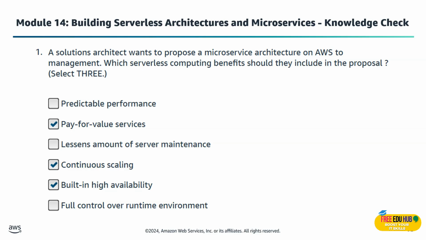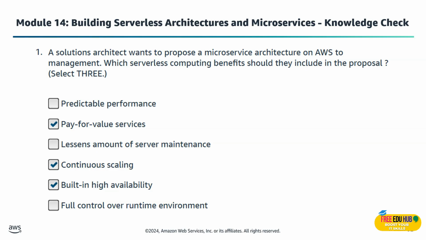for that. So question number 1 says that a solution architect wants to propose a microservice architecture on AWS to management. Which serverless computing benefits should they include in the proposal? So there are 3 answers for this one: pay for value services, continuous scaling, and built-in high availability.